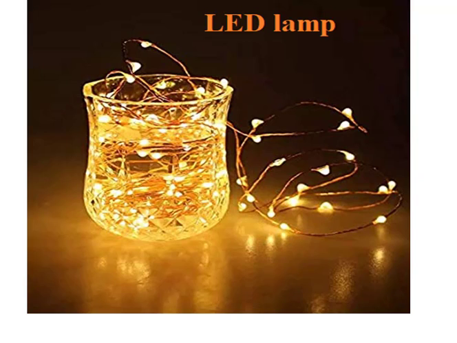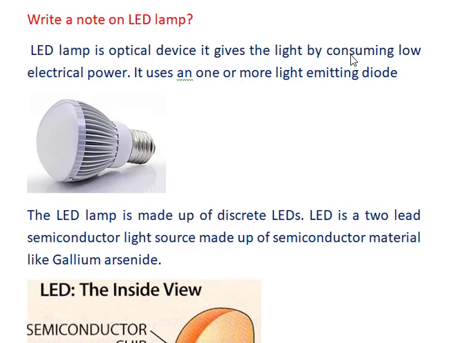Dear students, today we discuss a small note on the LED lamp, a light emitting lamp which is made up of discrete light emitting diodes. The question is, write a note on LED lamp. The LED lamp is an optical device. It gives light by consuming low electrical DC power. It uses one or more light emitting diodes.